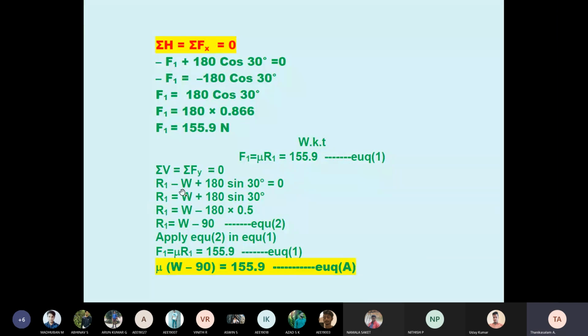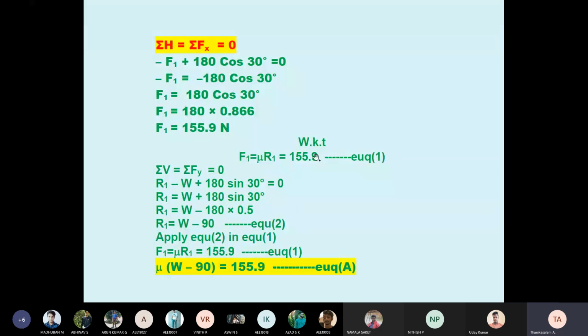I think I already told you, no? This is minus W, this side plus. So the 180 sin 30 term on that side comes to minus. Minus 180 sin 30, so I added the second step. Sin 30 is 0.5. So now apply the equation: R1 equal to W minus 90. 180 into 0.5 is 90, no? So R1 equal to W minus 90.